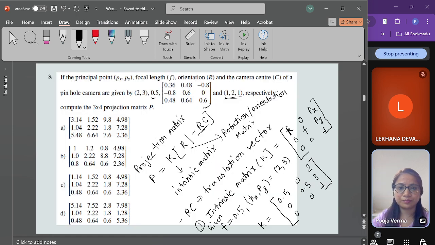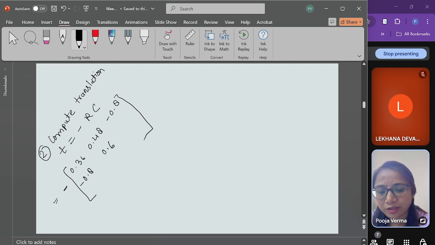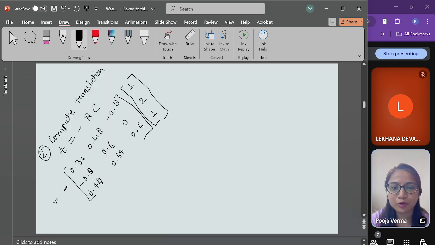The first row is 0.36, 0.48 and minus 0.8. The next row is minus 0.8, 0.6 and 0. The last row is 0.48, 0.64, 0.6. Okay, and what are the camera center values? That is 1, 2, 1, given in the question. Okay, so what will be the value? Can you calculate and let me know the answer? What will be the translation?